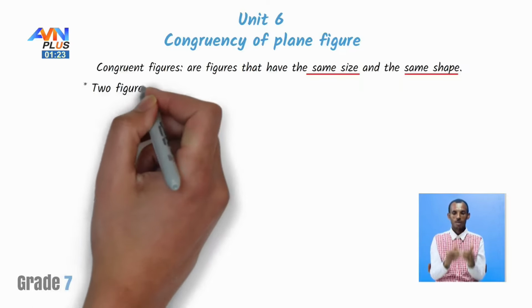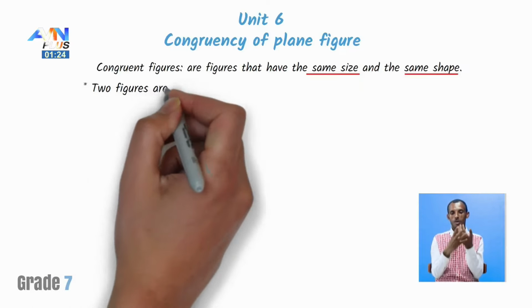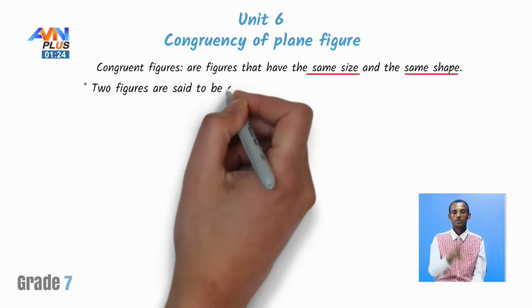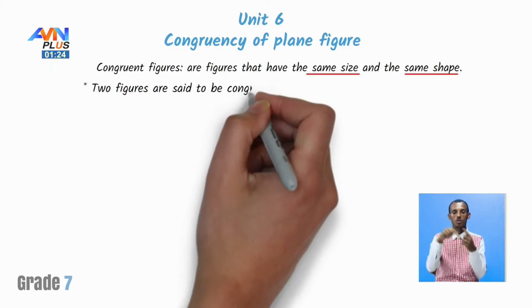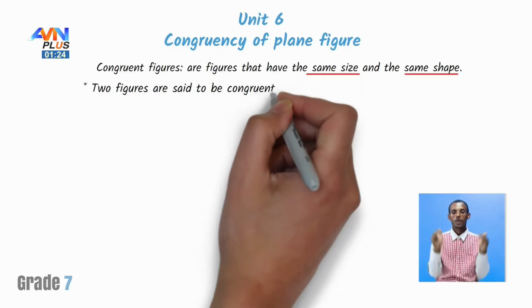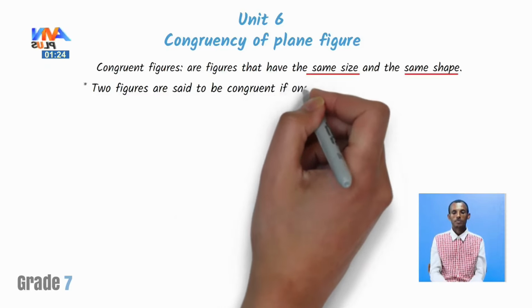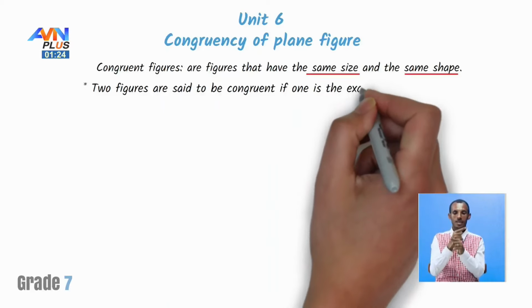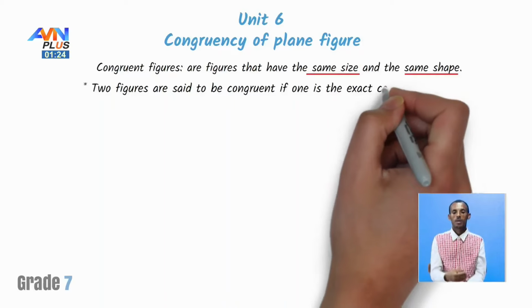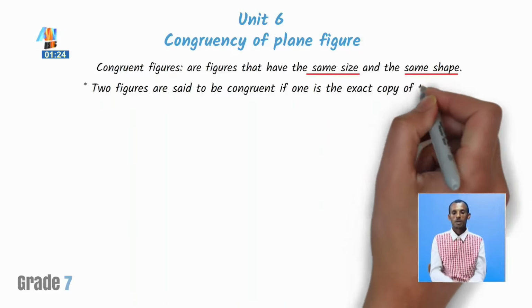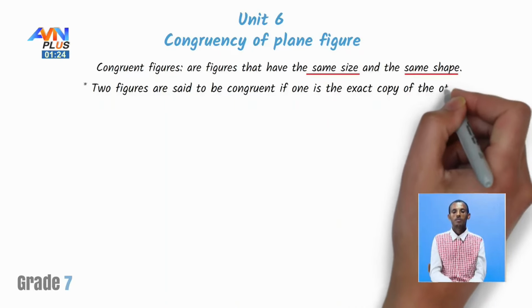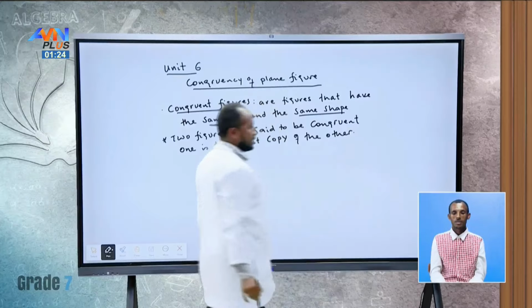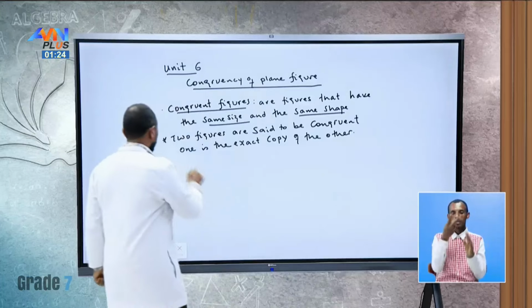So two figures are said to be congruent if one is the exact copy of the other. Okay, now let's see an example.